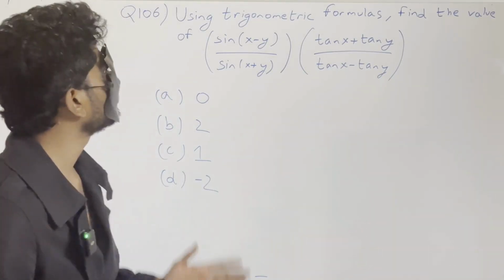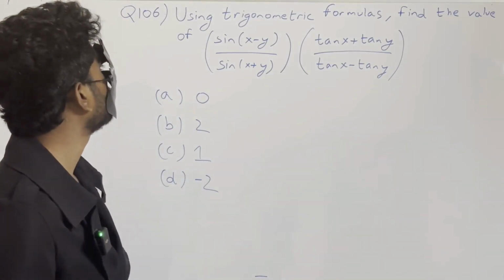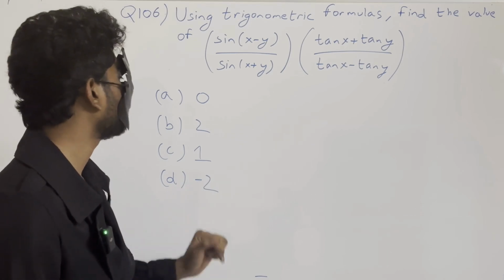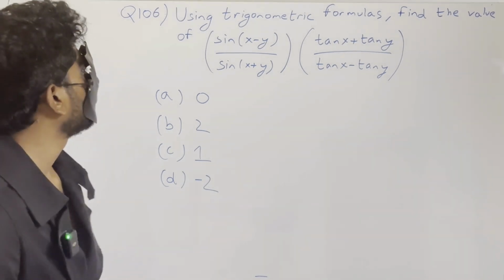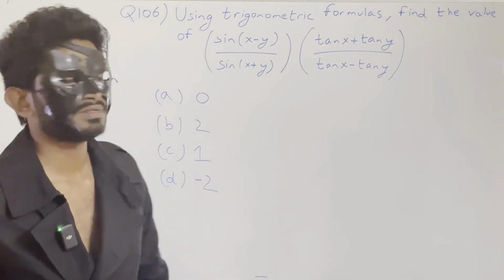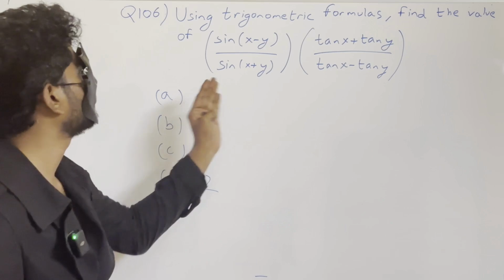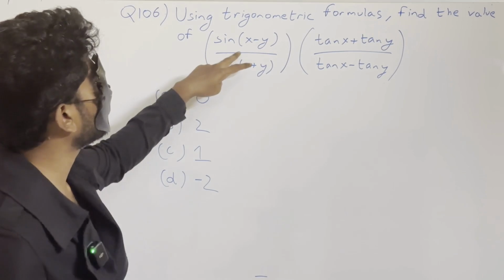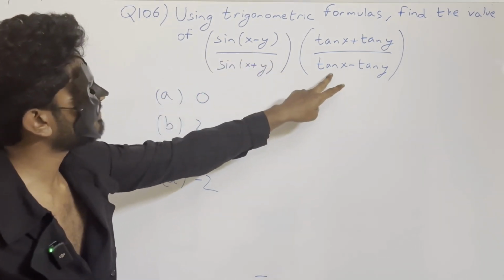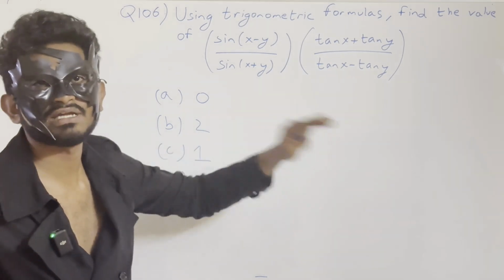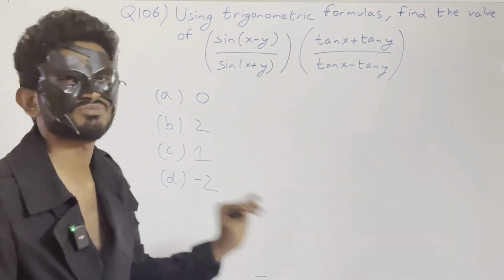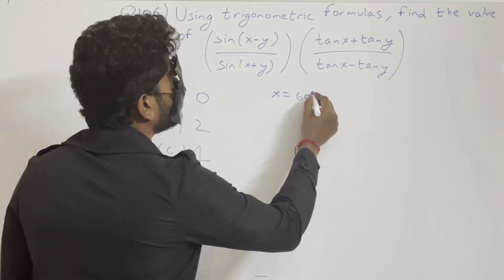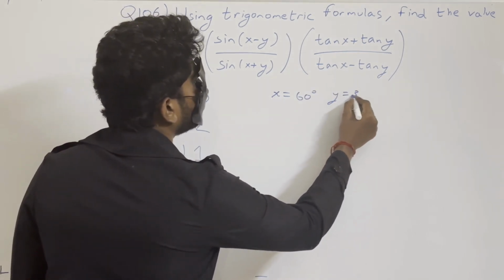So superhumans, next question is, using the trigonometric formulas, find the value of sin x plus y by sin x minus y into tan x plus tan y by tan x minus tan y. Here we can use the value putting method also, but we have to ensure that the denominator is not 0. For example, if you take x equal to 45 and y equal to 45, tan 45 minus tan 45 will be 0 and it will be undefined. So you cannot take x and y to be the same. Keeping that in mind, I will take x equal to 60 degrees and y equal to 30 degrees.